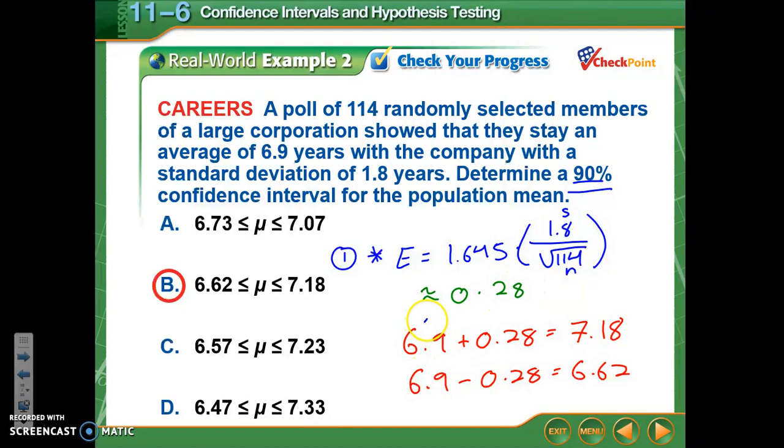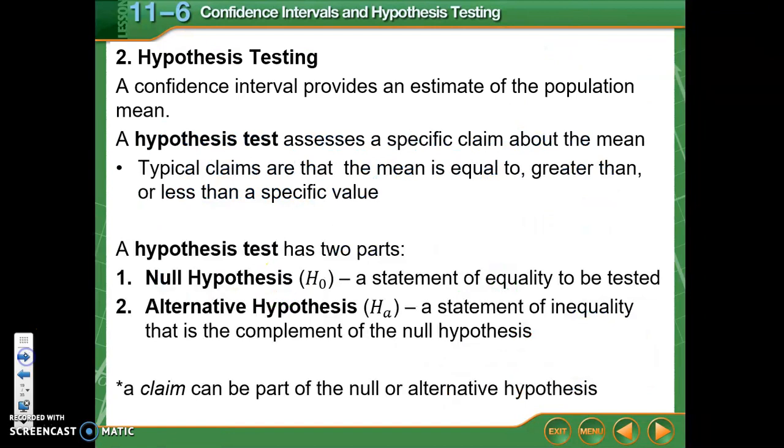So then I take my sample mean and I add my maximum error of estimate, so 7.18 would be the upper end of my range. And I take my sample mean and I subtract my maximum error of estimate, and 6.62 would be my lower range. So this means I can be 90% sure that my actual population mean would fall between these two values.